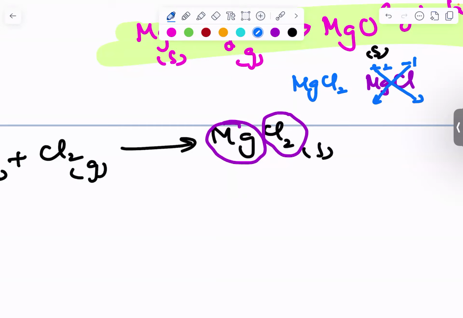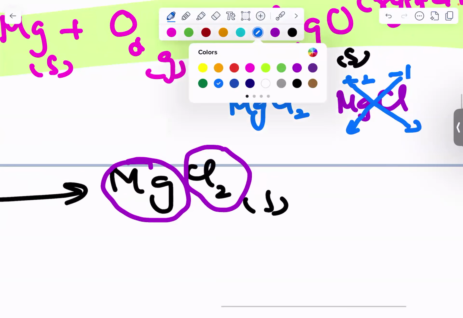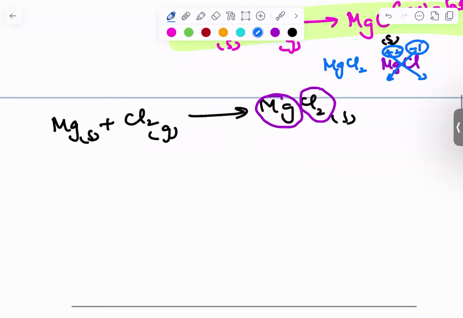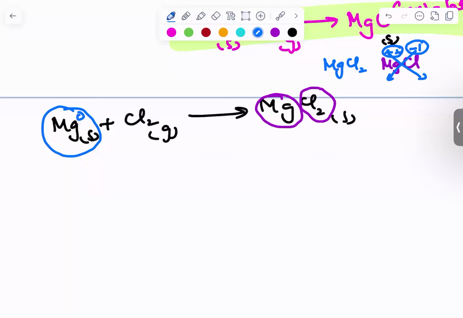So that means there must be a charge of +2 on magnesium and a -1 charge on chloride ion. So how is magnesium going to get a +2 charge? Because here it is 0. So if it loses 2 electrons, it is going to get a charge of +2. So Mg solid gives Mg2+ plus 2 electrons. Are you getting my point now?